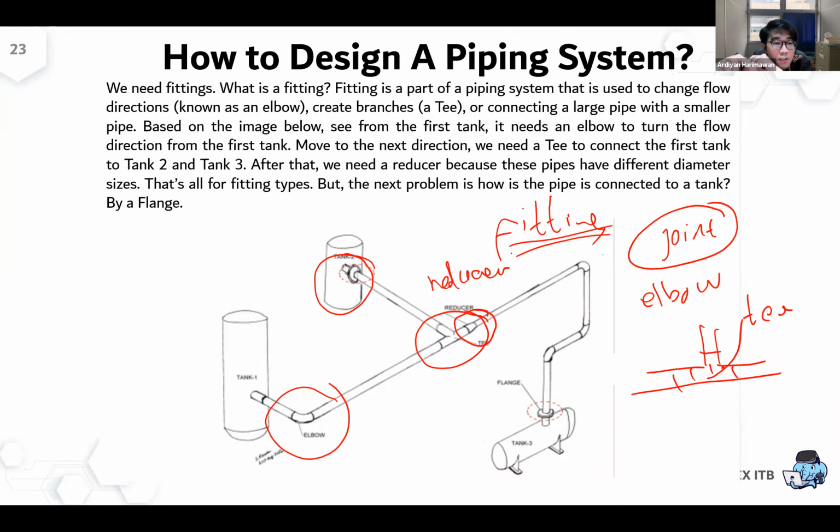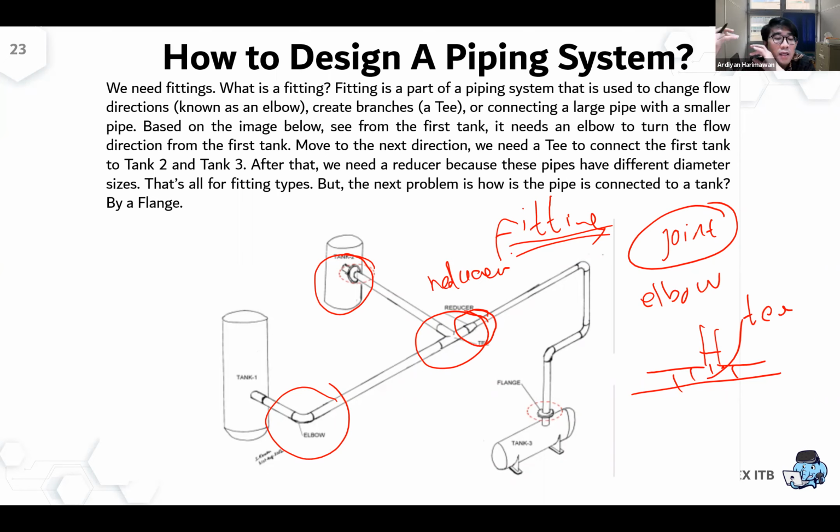That's also types of pipe fitting. That's why later in the subjects, you will learn about fitting and what will happen in the pipeline, what will happen with the flow in the pipe, fluid flow in the pipeline if you install fitting.